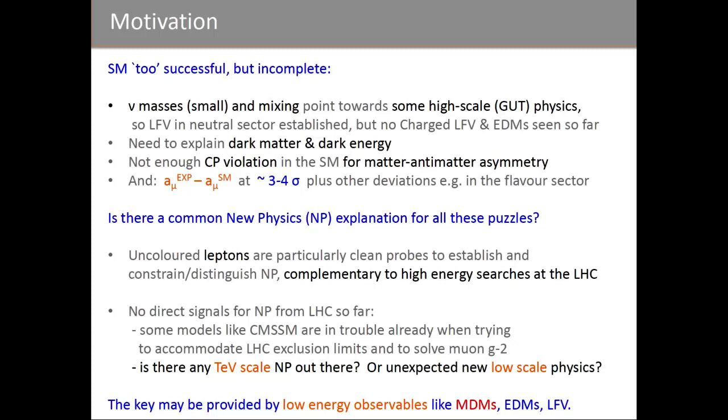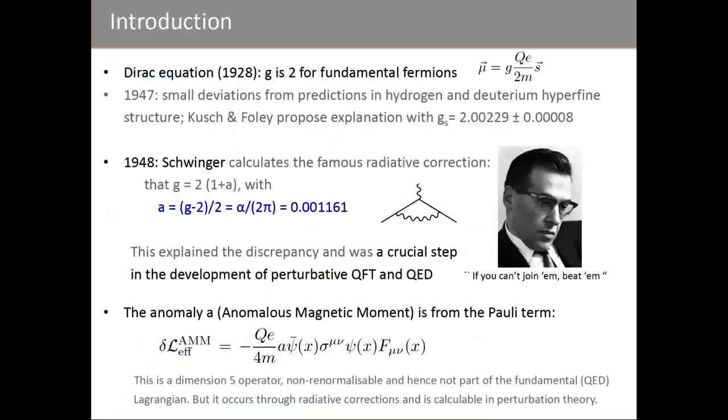So I think the key to providing really an explanation of these things may lie in a combination of everything. We may not be able just to find things at the high scale, and low-energy observables could be these MDMs, so magnetic dipole moments, also electric dipole moments, and lepton flavor violation. So I wouldn't just blame that one observable where you just measure one number. You can't solve anything with that. You can discover and establish that something new must be there, but ultimately we need more observables to constrain things. So, the introduction to the actual subject matter.